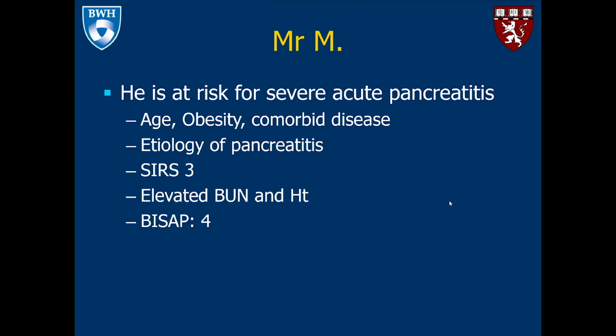He is older, is obese, has comorbid disease. The etiology of pancreatitis in his case is also a risk factor. His SIRS is 3. He has elevated BUN and hematocrit, and his BSAP score is 4.